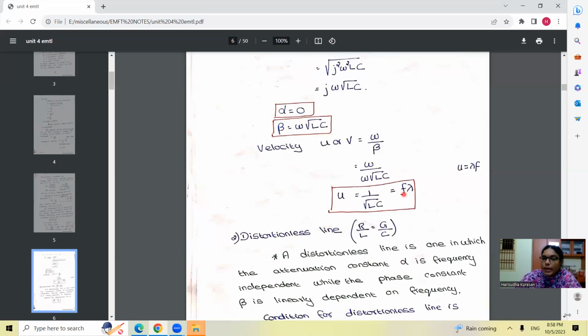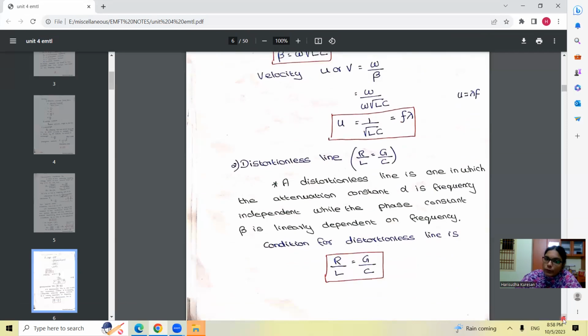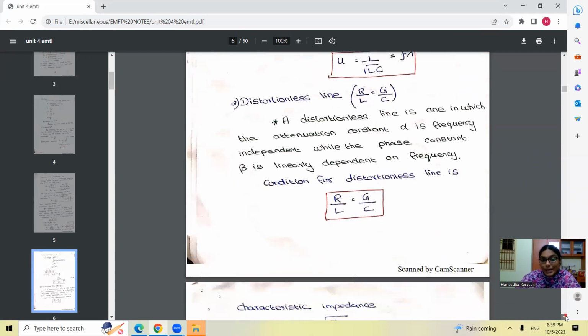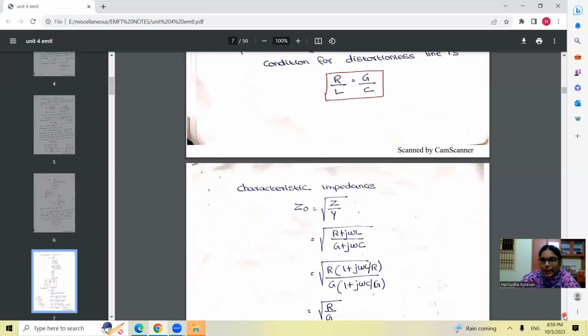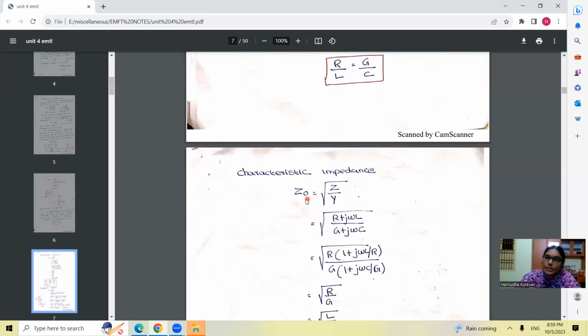The second special case is the distortionless line. The condition for the distortionless line is R by L is equal to G by C. This is the condition to be a distortionless line. Now we'll see the characteristic impedance. The basic formula is Z0 is equal to square root of Z by Y. We know Z is equal to R plus J omega L and Y is equal to G plus J omega C. For my convenience, I take R outside in the numerator, so it becomes R times 1 plus J omega L divided by R.